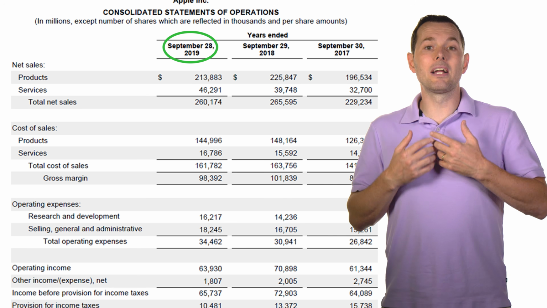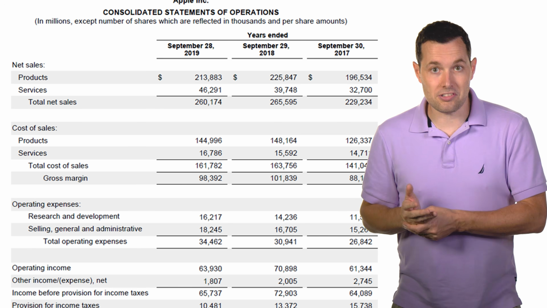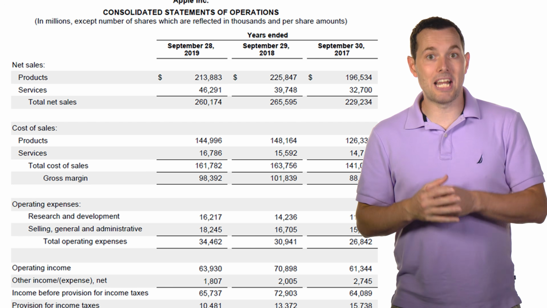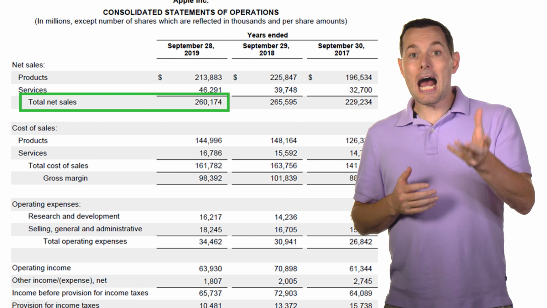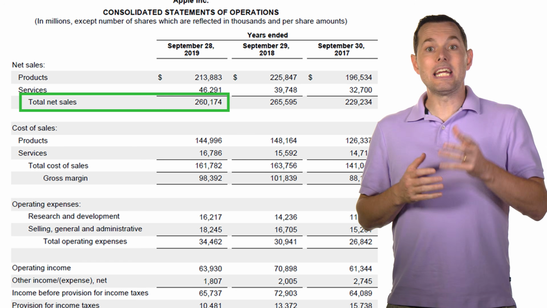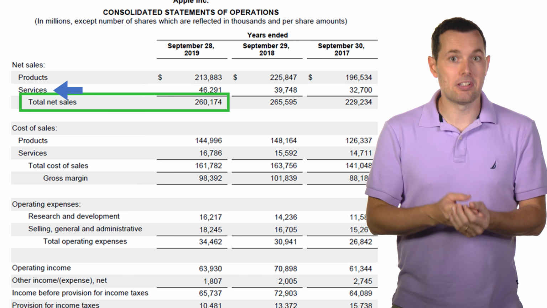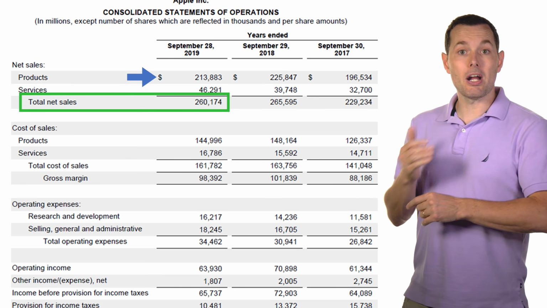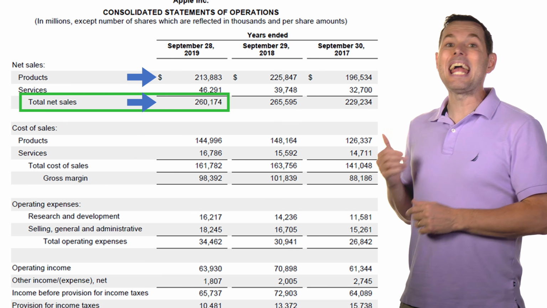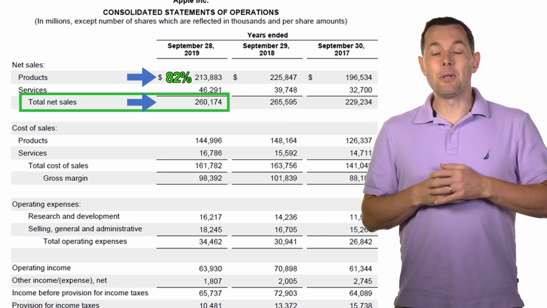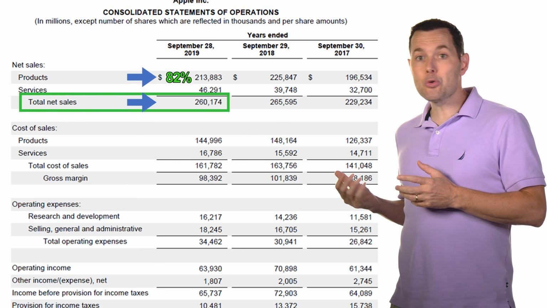So personally, what I like to do is convert some of these numbers over to percentages. They call this common size analysis. Here's what I mean. We start with their revenue, and Apple was kind enough to break their revenue into the products that they're selling. So they have products and they have services. If we divide the products revenue by total revenue, we end up with about 82% for 2019. So now we know that product sales accounted for about 82% of revenue in 2019.